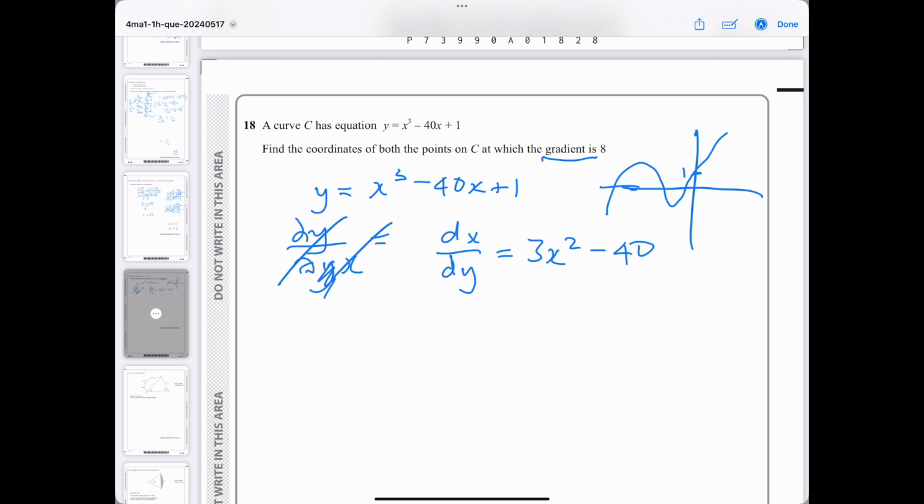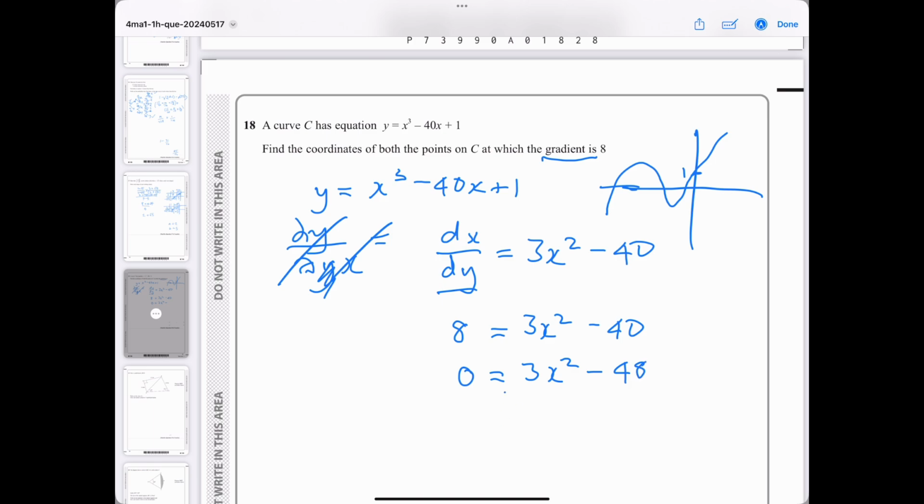And we're trying to find the coordinates on C where the gradient is 8. So dy by dx equals 8. So if we make it 8 equals 3x squared minus 40, then we'll take 8 off both sides. Yeah, we can do that. 0 equals 3x squared minus 48.